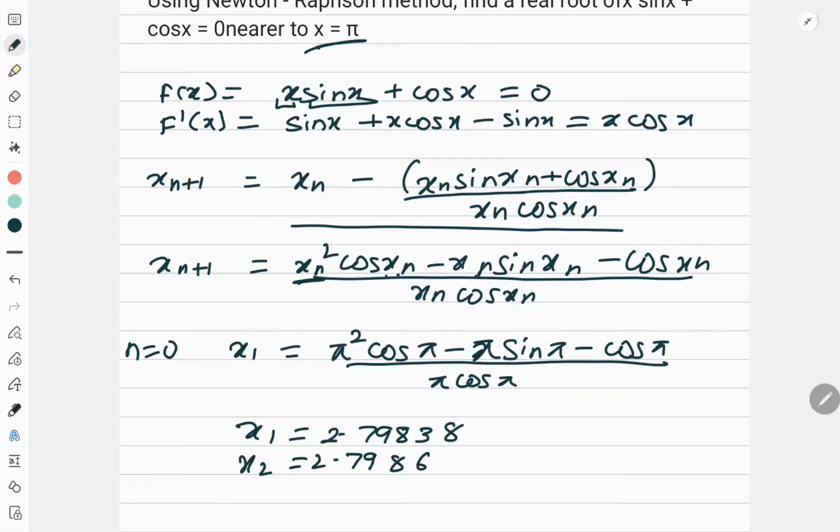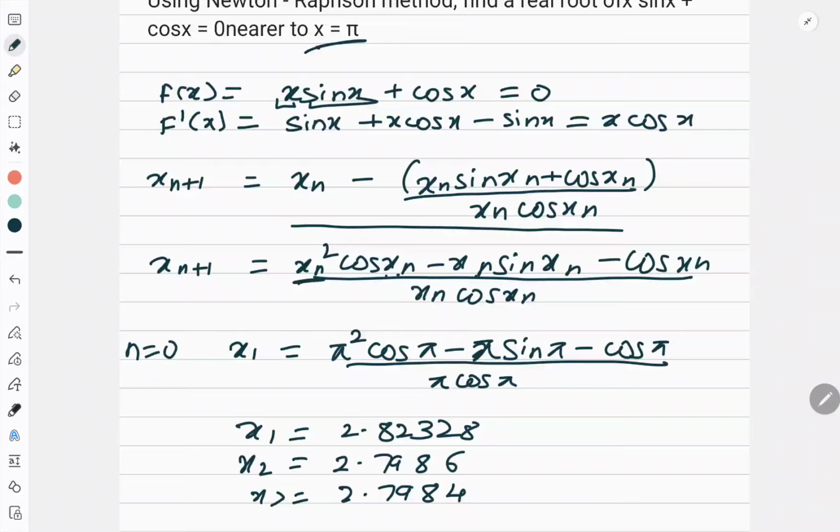Okay, wait. I wrote the wrong value. Your x1 value will be 2.823, and x2 will be 2.7986. Then x3 will be 2.7984. It is just in calculator you have to put and you have to solve. That's it. Okay, let's move to the next question now.